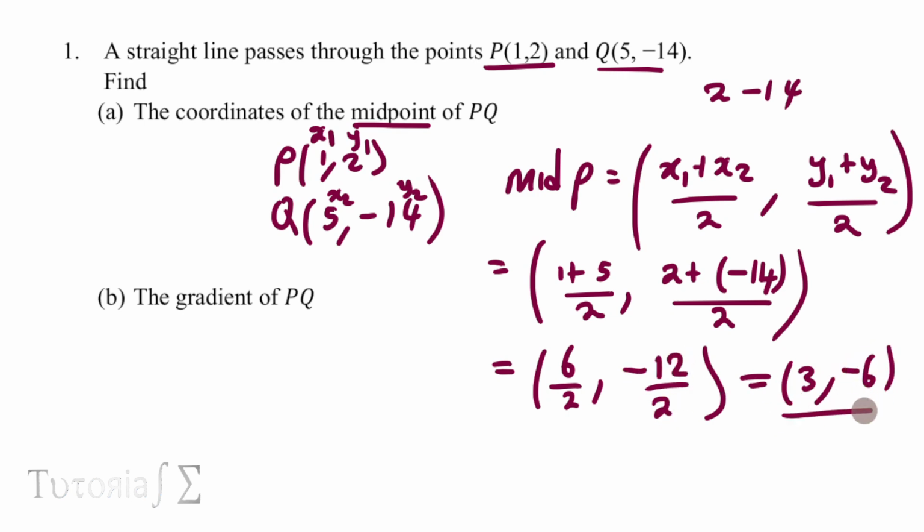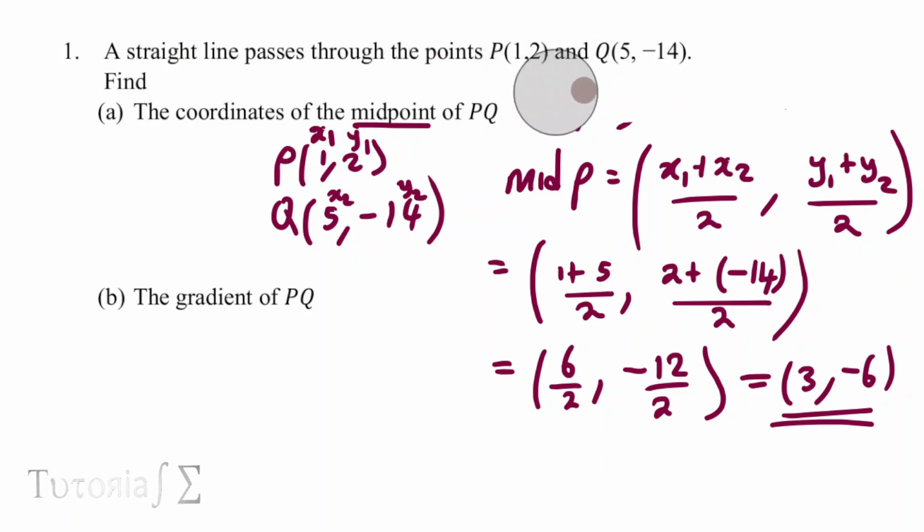What you just have to be very careful with is the signs, and when adding different signs and so on. So the midpoint of PQ is basically (3, -6). Okay, so that is the midpoint. We go to the gradient.